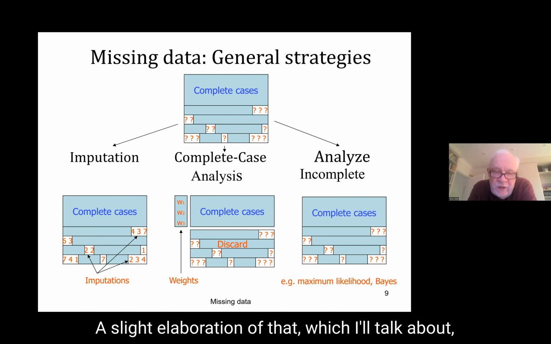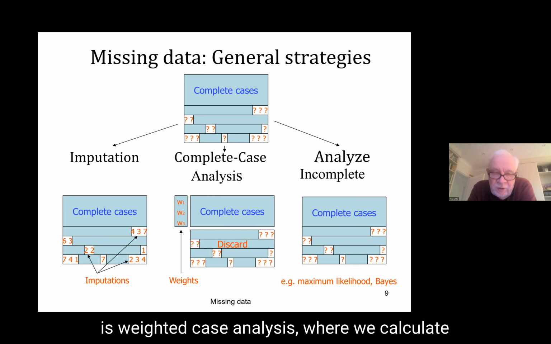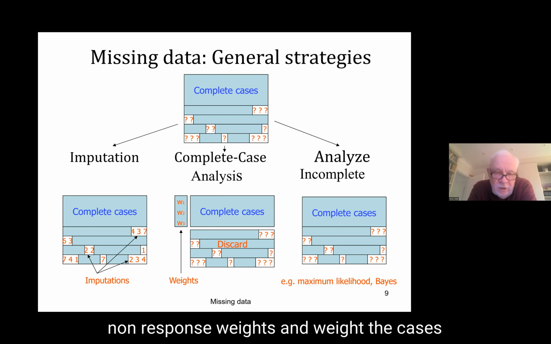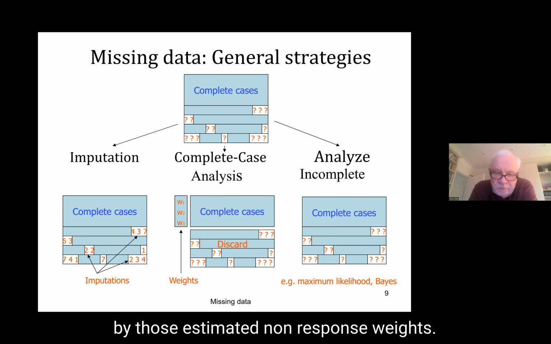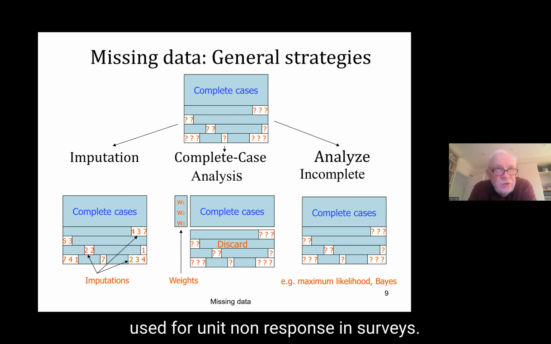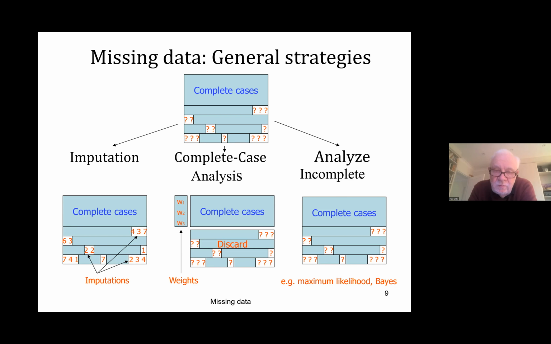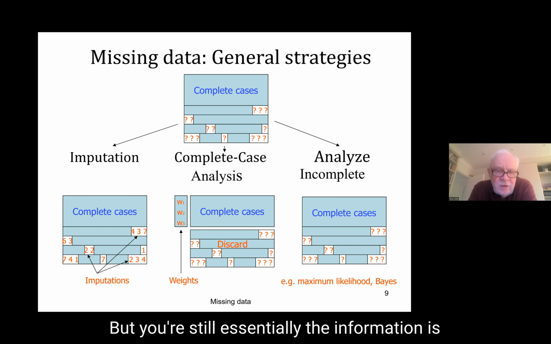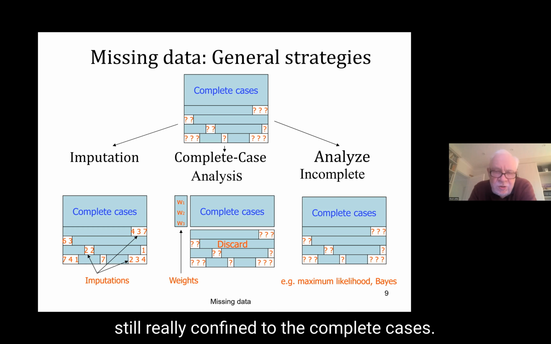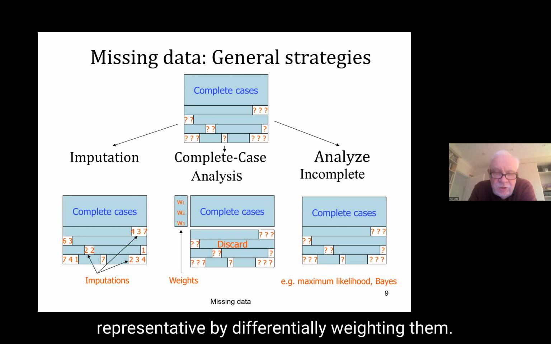A slight elaboration of that, which I'll talk about, is weighted complete case analysis, where we calculate non-response weights and weight the cases by those estimated non-response weights. It's a common method that's used for unit non-response in surveys. But essentially, the information is still really confined to the complete cases. The only use of the incomplete cases there is to try and make them look more representative by differentially weighting them.